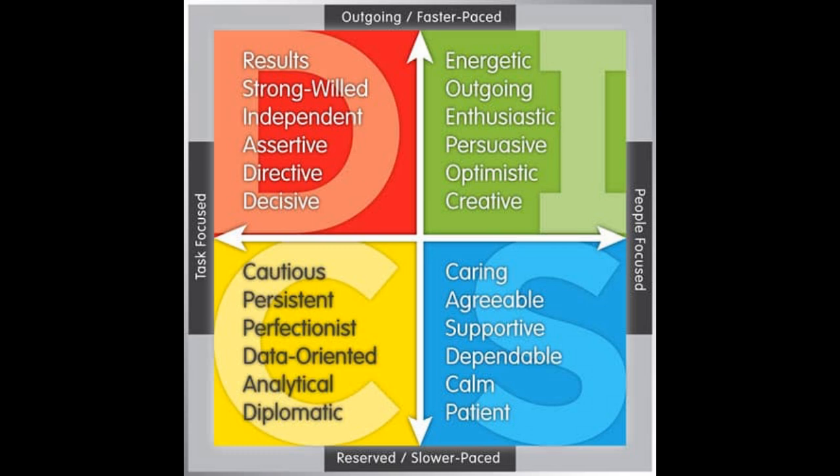Negative feedback for the C type. Be factual and provide specific data. This type of person needs logic and clear instructions on how to improve. For example, your analysis was good, but we could focus a little more on deadlines in the future.